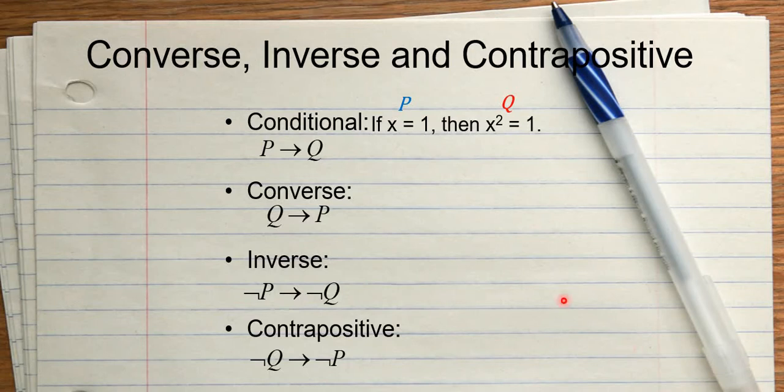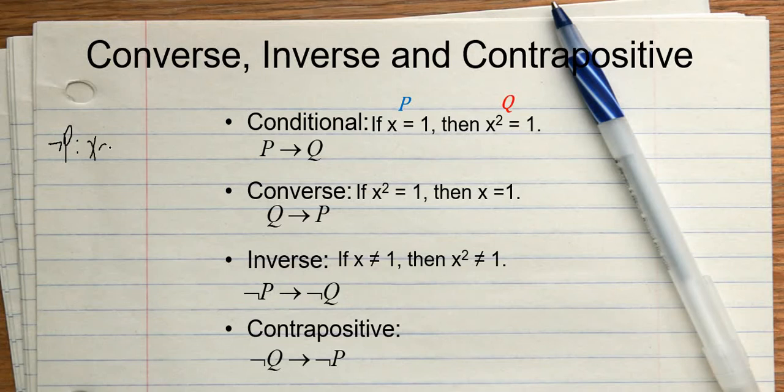Alright, so let's see. If we want to write the converse of this conditional statement, then we would have Q here, then P on the other side. Therefore, if x squared equals 1, then x equals 1. On the other hand, if we want to write the inverse, we would have to negate statement P and statement Q. The negation of P would be x is not equal to 1, and the negation of Q would be x squared is not equal to 1.